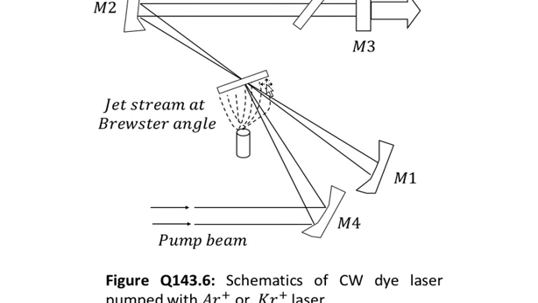This is a jet stream of the dye. So the dye is over here in the form of a jet stream at Brewster angle, that is, at Brewster angle to the light which is reflected from mirror 4, the pump beam. So this jet stream is at Brewster angle to the pump beam, not to the laser cavity beam.